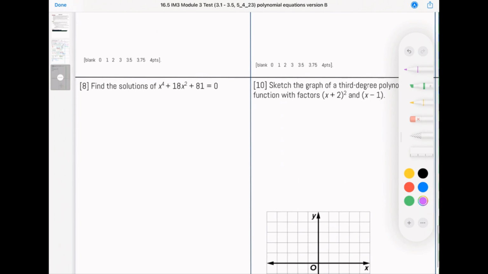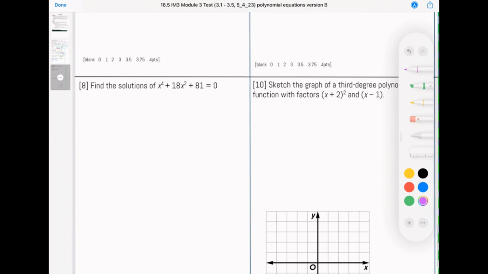Number 8, find the solutions. I'm just going to put this into my x. So A, B, C. A is 1, C is 81, so A times C is 81. My B value is 18. Do it by 2, 3 times 27. 5, 6, 7, 8, 9. So which of those pairs?